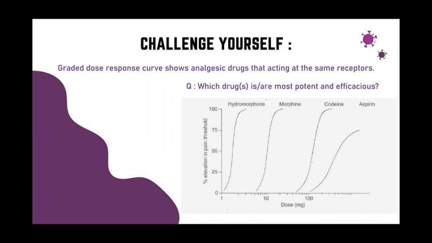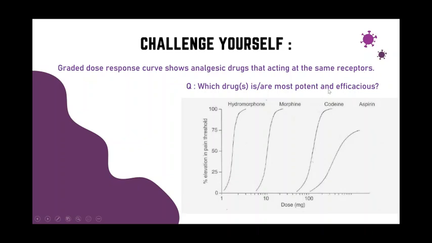Let's discuss. Which drug is most potent as an analgesic drug? To look at the potency of the drug, we must see the EC50 of the drug dose. As you can see here, hydromorphone requires less dose to achieve the EC50 compared to the others, which means that hydromorphone is the most potent analgesic drug.